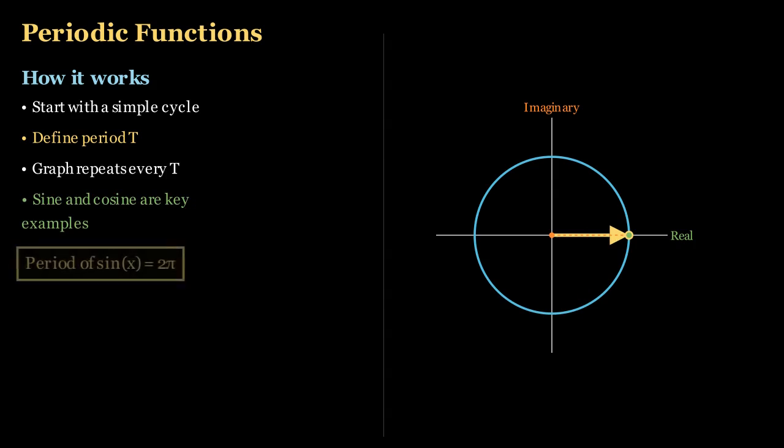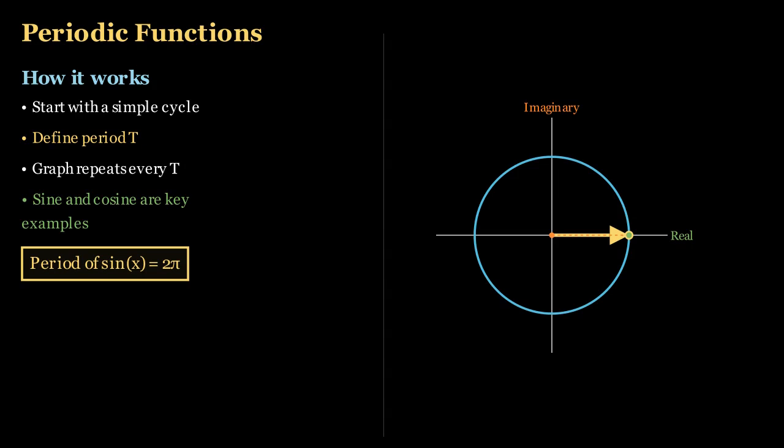The simplest periodic functions are sine and cosine, which come directly from this circle idea. Their period is 2 pi, because a circle has 2 pi radians in a full turn. So, a periodic function is just a rule that cycles its output, and its graph is a repeating wave.